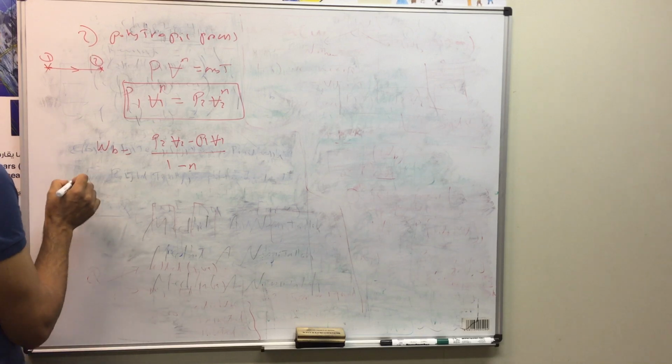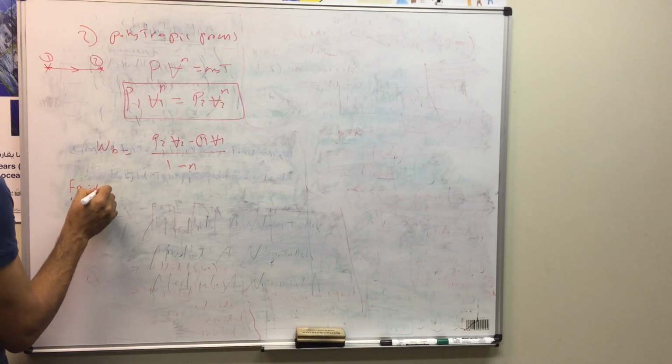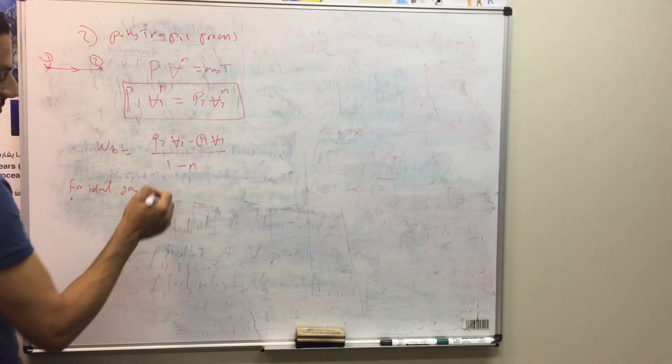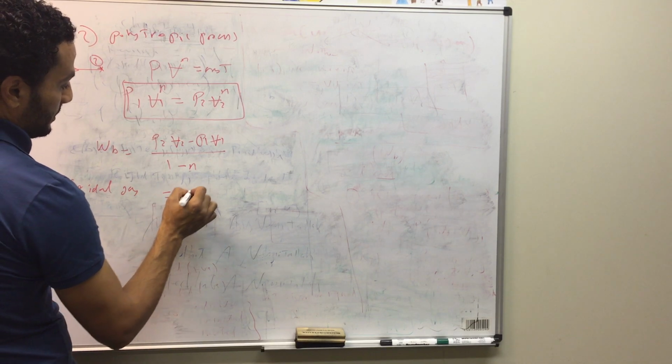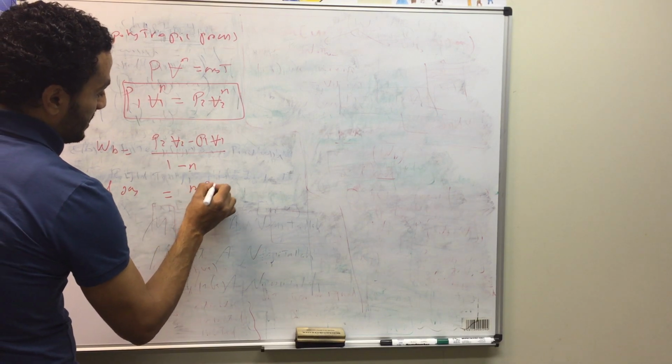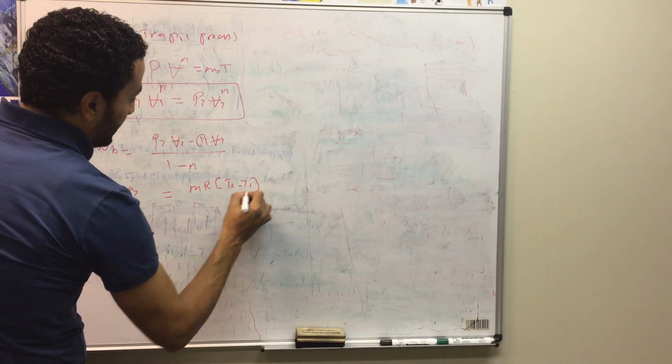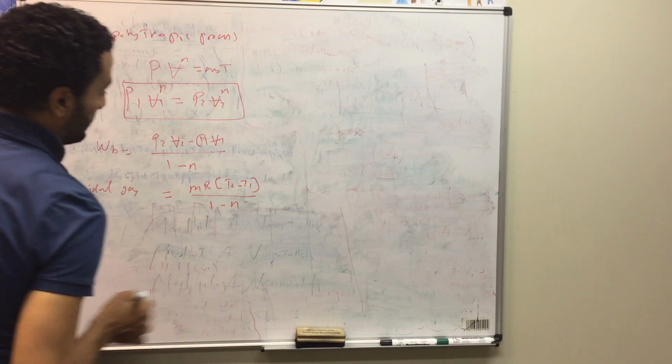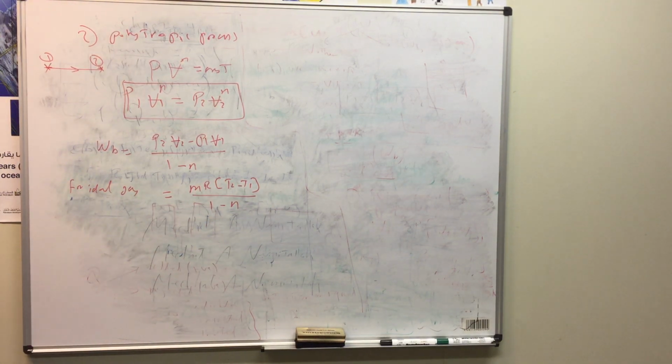In case we do have an ideal gas, PV is equal to mRT, so the boundary work will equal mR multiplied by T2 minus T1 divided by 1 minus n. And this is the second special case.